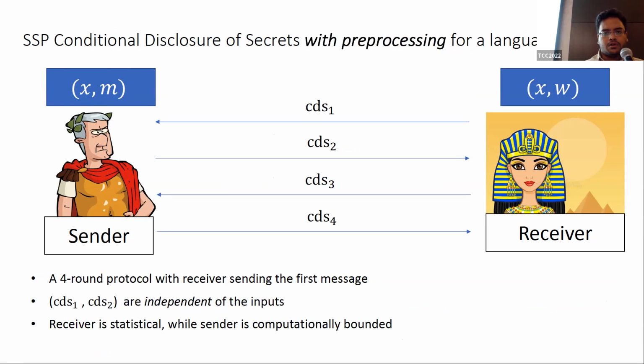So in our paper, we show that you don't really need 2 rounds. You can also work with a 4-round CDS. In our paper, we define this 4-round CDS protocol where CDS1 and CDS2 are independent of the inputs X, M, and W. And the receiver here is statistical, while the sender is computationally bounded.